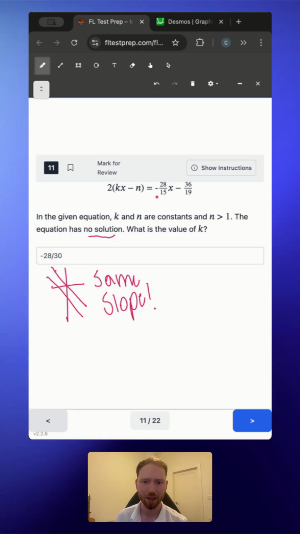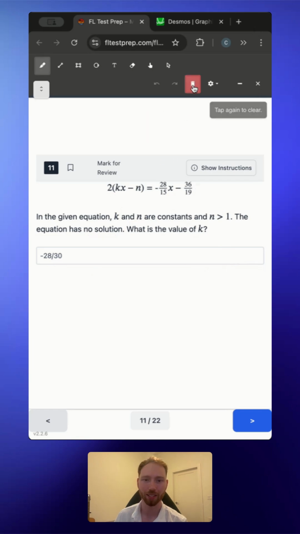And I can see that. Is this written in a form that I recognize? Well, this is going to be the form y equals mx plus b. And so actually I can identify the slope of this line, and I can kind of see how the slope of this line is going to turn out. And since they have no solution, I know that the slopes are the same. So let's go ahead and attempt this problem.